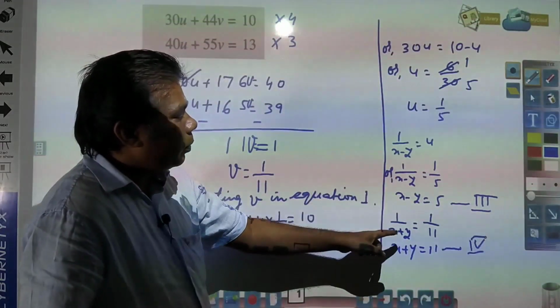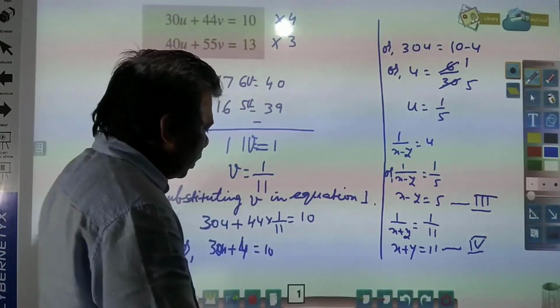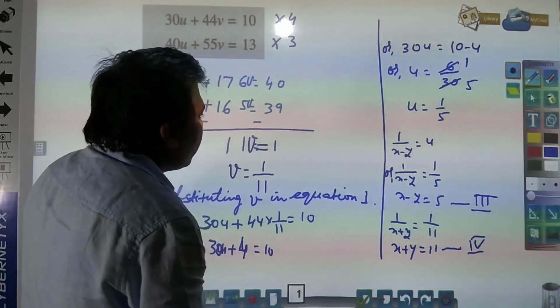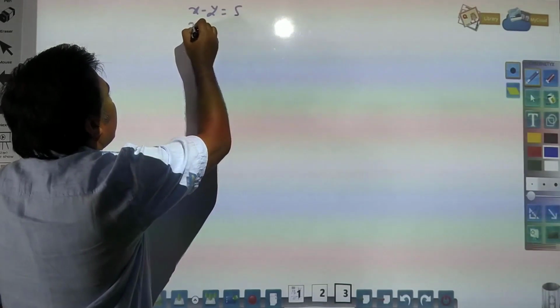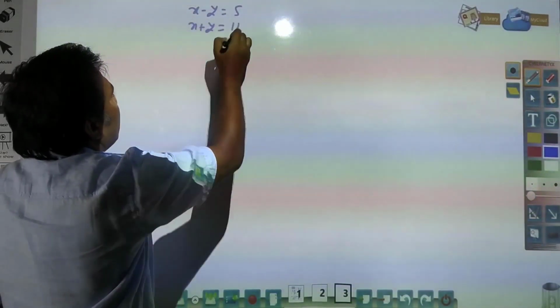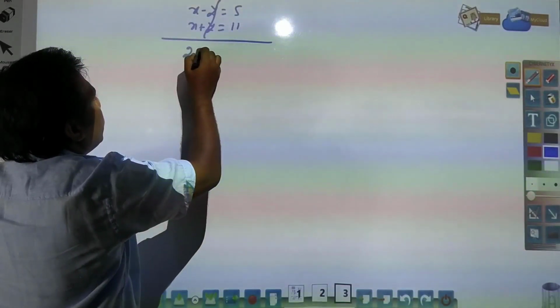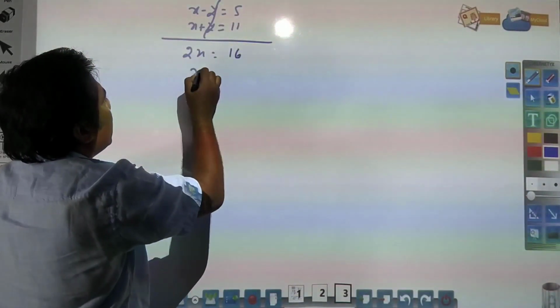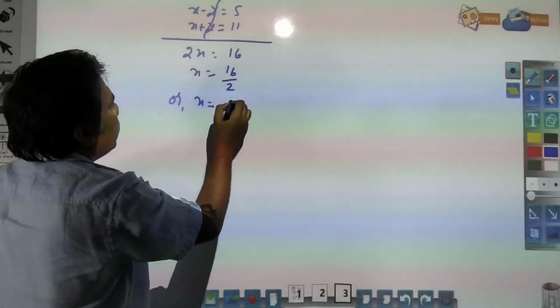Now it is required to be solved. X minus y is equal to 5 and x plus y is equal to 11. Just you need to add these. So y will be cancelled. 2x is equal to 16, x is equal to 16 by 2, or x will be equal to 8.